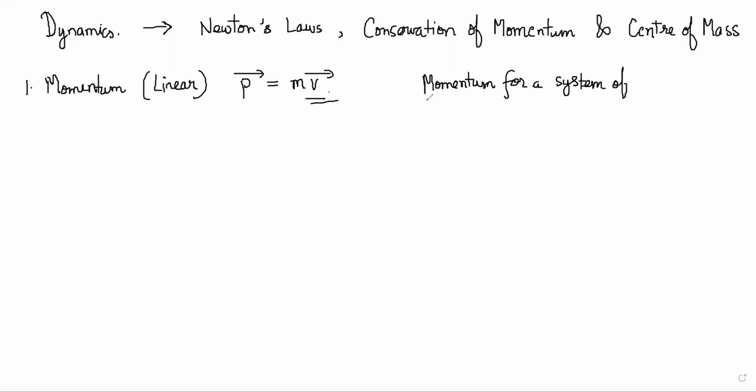So what you will say is that the total linear momentum of a system of particles is the summation over i of m_i v_i vector. So basically you add up all the linear momentums. And this is not normal addition, this is vector addition, right? So the reason we have defined momentum is because Newton's second law is framed in terms of momentum.